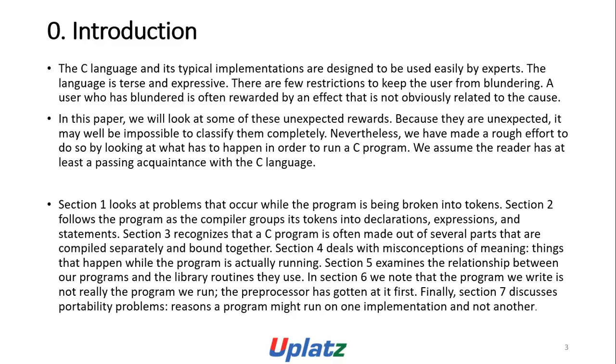Nevertheless, we have made a rough effort to do so by looking at what has to happen in order to run a C program. We assume the reader has at least a passing acquaintance with the C language. Section 1 looks at the problems that occur while the program is being broken into tokens. Section 2 follows the program as the compiler groups its tokens into declarations, expressions, and statements. Section 3 recognizes that the C program is often made out of several parts that are compiled separately and bound together. Section 4 deals with misconceptions of meaning, the things that happen while the program is actually running.